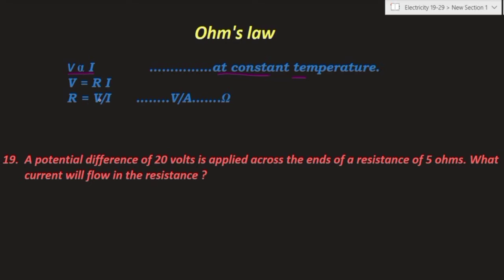Already you know that the potential difference has an SI unit of volt and electric current has an SI unit of ampere, and this volt per ampere gives the unit of resistance, that is ohm. V is the potential difference, R is the electrical resistance, and I is the electric current.